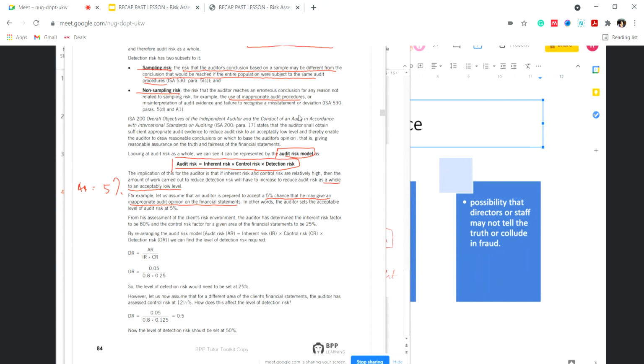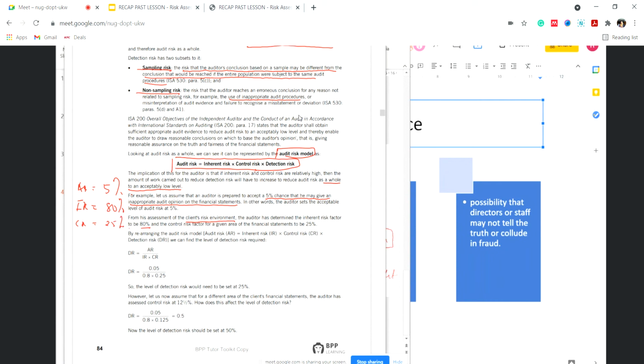From his assessment of the client's risk environment, so they have understood the client's risk environment, the auditor has determined the inherent risk factor to be 80%. Inherent risk 80%, and the control risk factor for a given area is 25%.